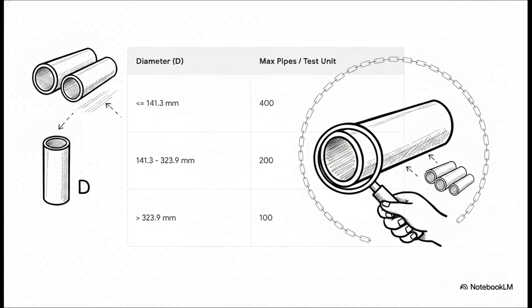If you're an inspector looking at PSL2 tensile testing for the pipe body, you'll see that as your pipe diameter increases, your test units actually shrink. That means way more frequent sampling. For example, for a smaller pipe, say under 141.3 millimeters, you can group up to 400 pipes together and just test one sample. But the moment that diameter grows past 323.9 millimeters, well, the stakes are higher, the volume of steel is way larger, and your test unit drops to a maximum of just 100 pipes. Basically, bigger pipe means a much tighter testing net.